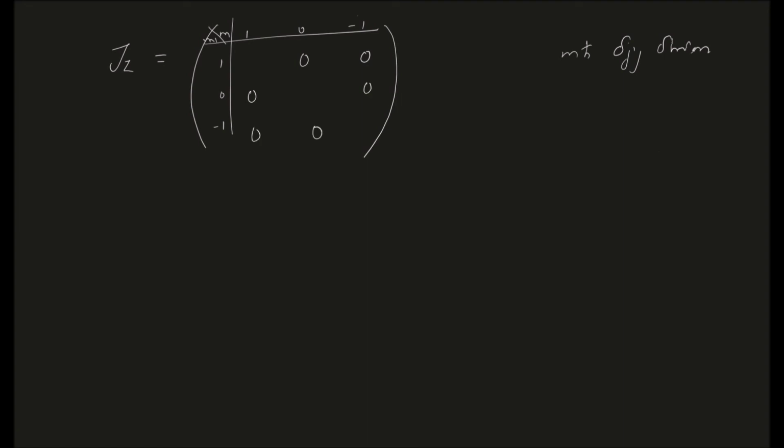Now what is the magnitude of these diagonal elements? It's given by M h cross. So it depends on the value of the quantum number M. So here it is 1 h cross, here it is 0 h cross, and here it is -1 h cross, right? So this can be written as h cross into 1 0 0, 0 0 0, 0 0 -1. So this is the matrix form of J set.